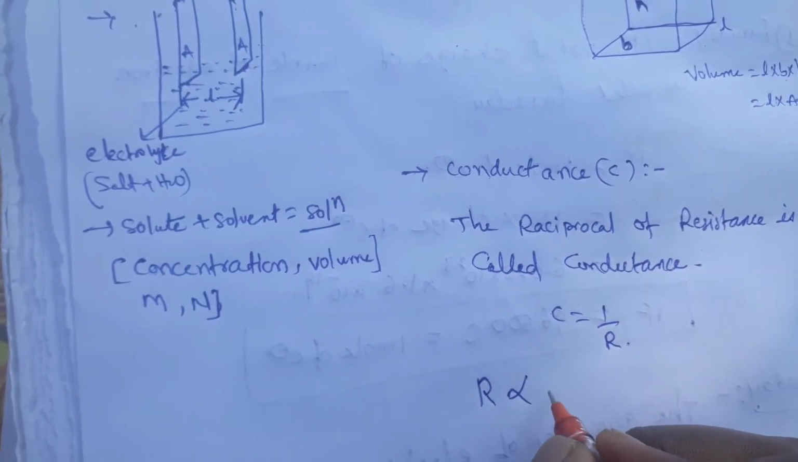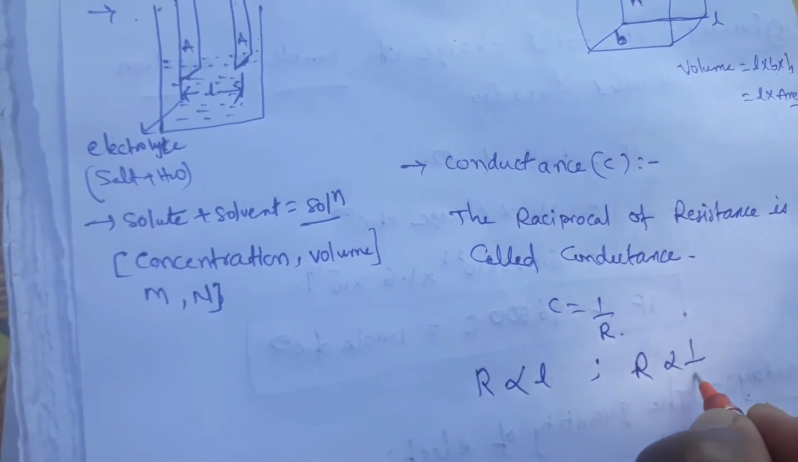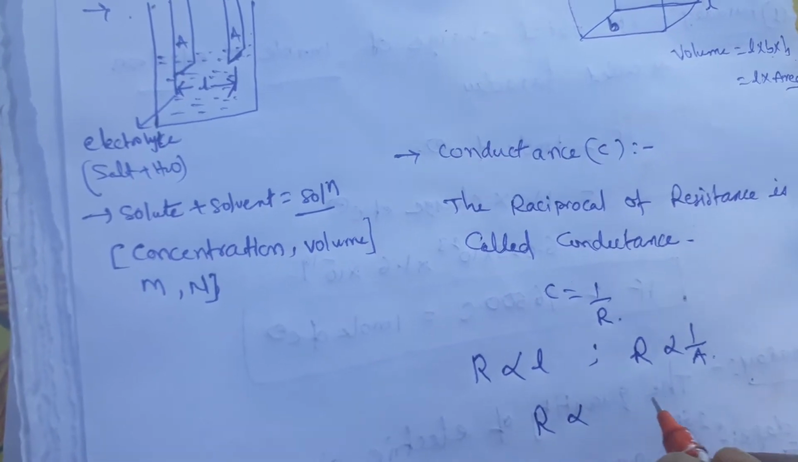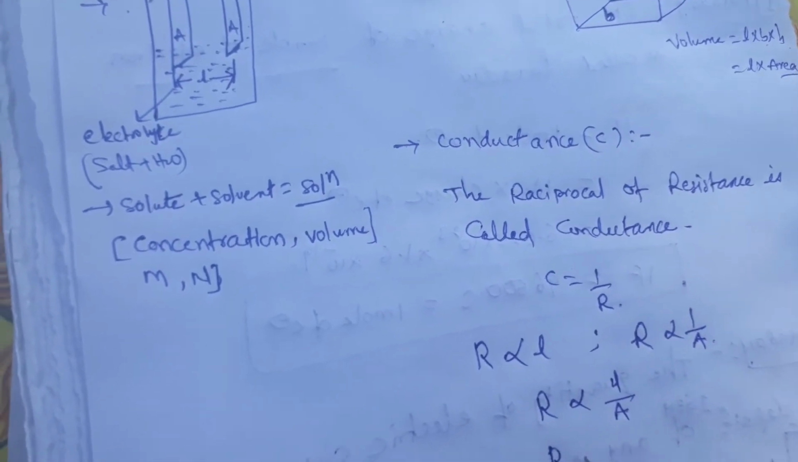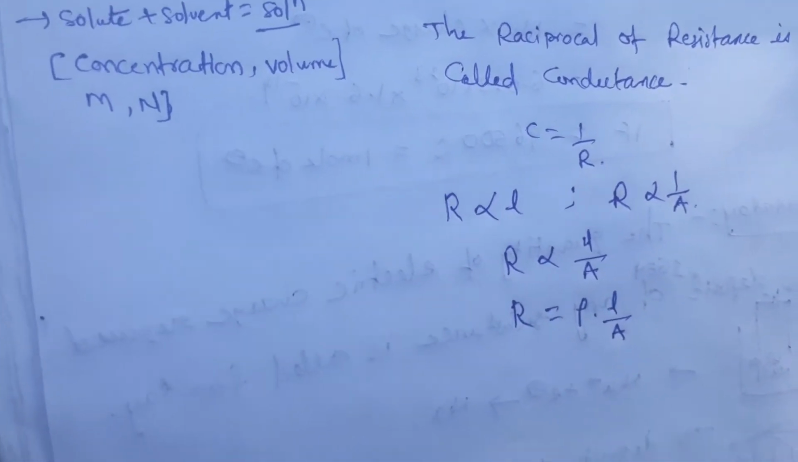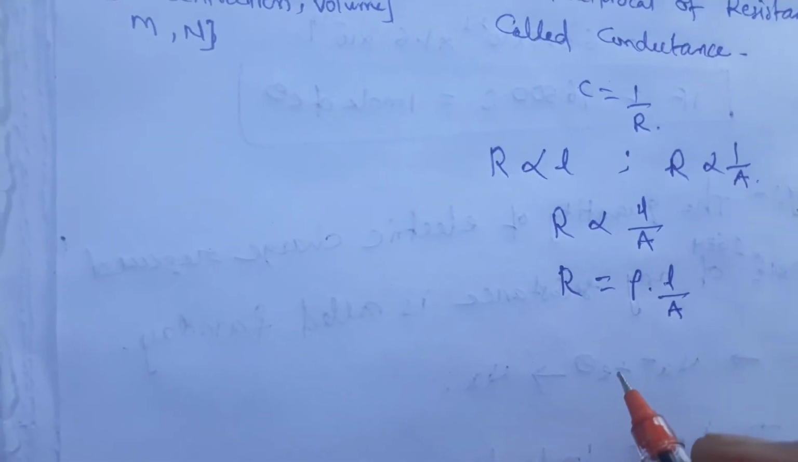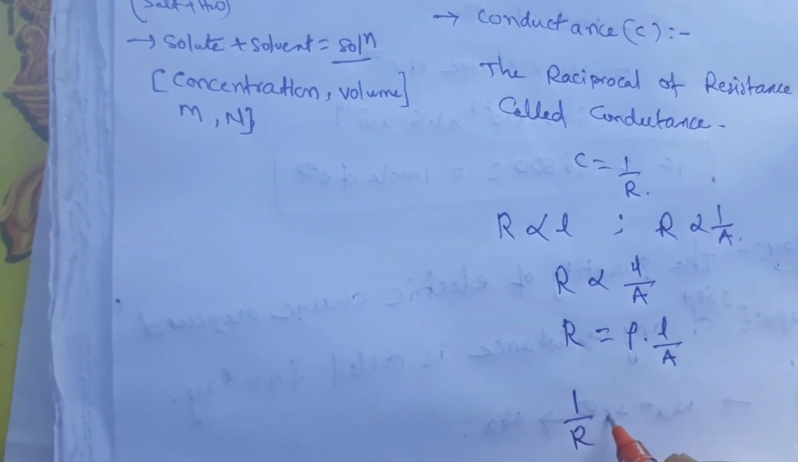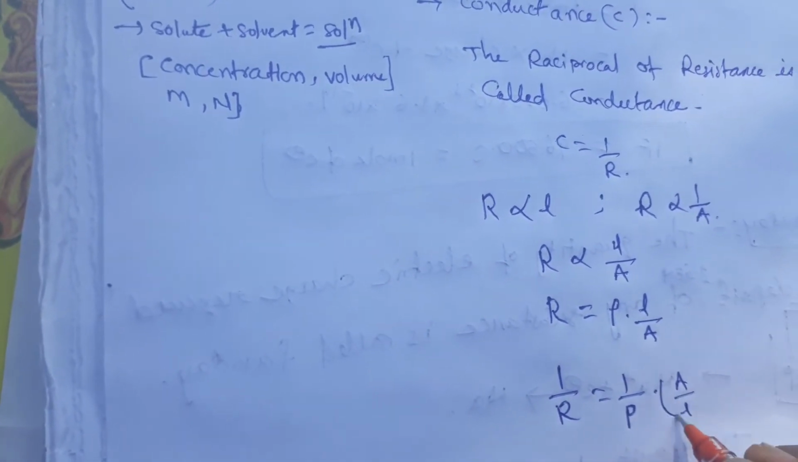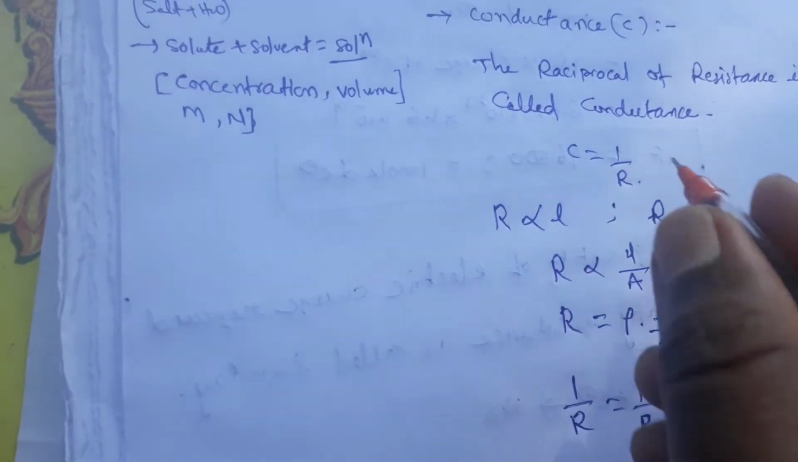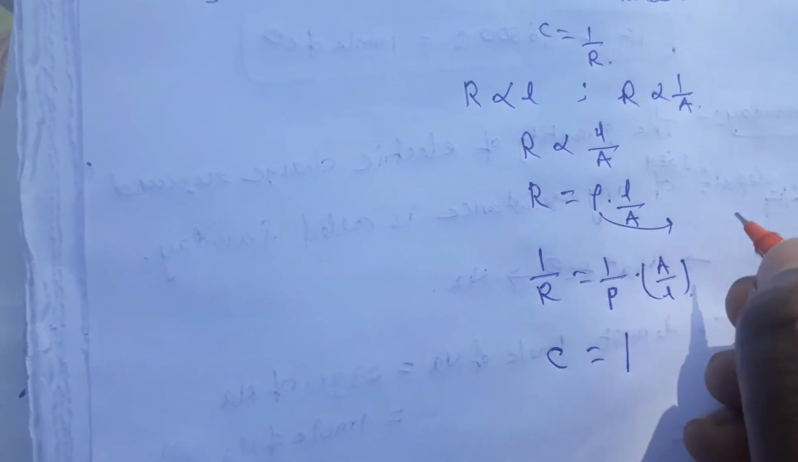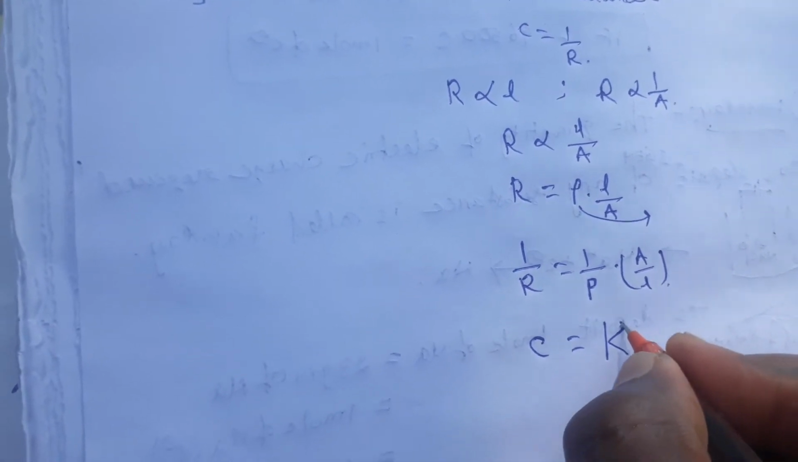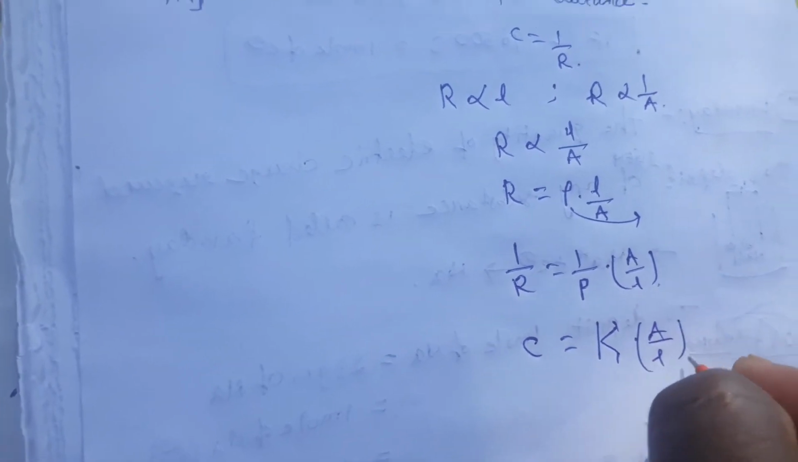From Ohm's law, R is directly proportional to L, and inversely proportional to A. So R is directly proportional to L by A. If you remove the proportionality constant, R is equal to rho into L by A. So 1 by R is equal to 1 by rho into A by L. Here rho is the specific resistance and 1 by rho is the specific conductance, which I write as kappa. So C is equal to kappa into A by L.